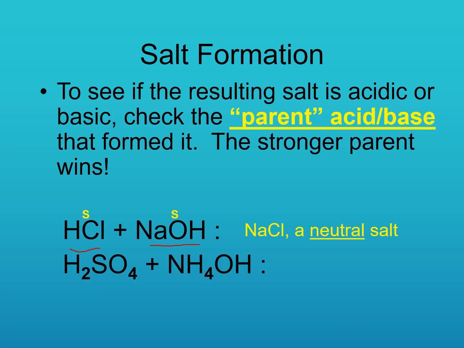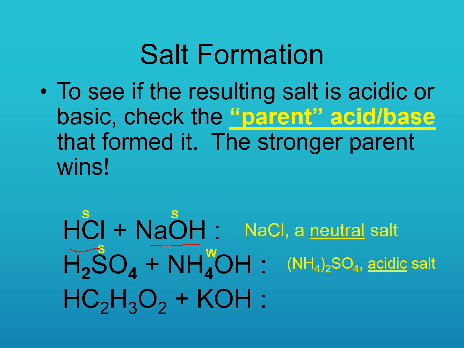All right, so let's look at an example where we do have one that is stronger than the other one. Here we have sulfuric acid, which is a strong acid, and ammonium hydroxide, which is a weak base. So the acid is stronger, which means our salt that's formed, ammonium sulfate, is acidic. And then another example we have here, we have acetic acid, and that is a weak acid, and then potassium hydroxide is a strong base. So our salt is going to be basic.